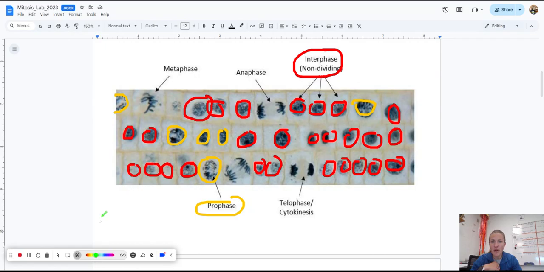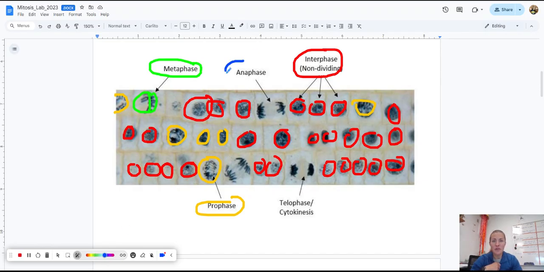The next one we are going to look at is metaphase. In metaphase, all of the chromosomes are lining up in the actual middle of the cell. So here you can see the chromosomes are in like a little line right here. So that one would be in metaphase. I don't see any other ones that are in metaphase.